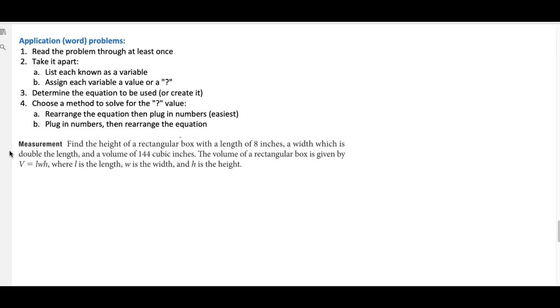All right, so I'm going to give you an example here. We're going to take this apart. Find the height of a rectangular box with a length of 8 inches, a width which is double the length, and a volume of 144 cubic inches. The volume of a rectangular box is given by this formula right here, where L is length, W is width, and H is height. So we now know what the formula is, and I'm going to write it over here. V equals L, W, H.